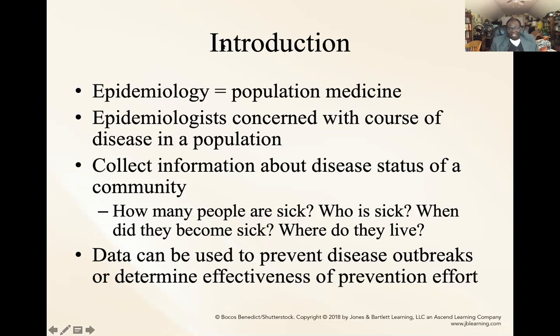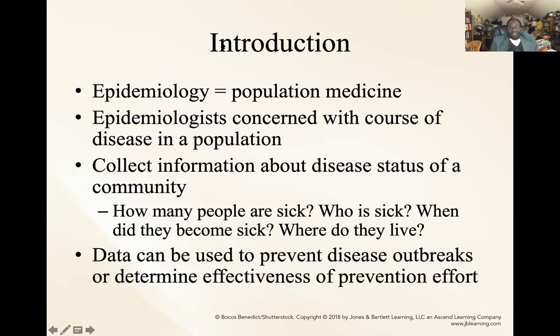How many people are infected or have been sick? Who is sick? Is it male, female, children, elderly, blacks, white? See, you have to find out who is sick. When did they become sick? You have to know the timeline so that they can go back and find out what happened at that time and what made them sick.